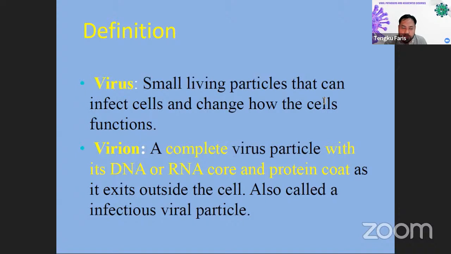And why does this happen? Why does the virus need to invade our system? Of course, as I mentioned earlier, it's for their sustained life. They need to replicate, they need to double themselves, they need to survive. That's why they invade our system. The virion, on the other hand, is a complete viral particle with its DNA or RNA core and the protein coat as it exists outside the cells, and it is also called an infectious viral particle.